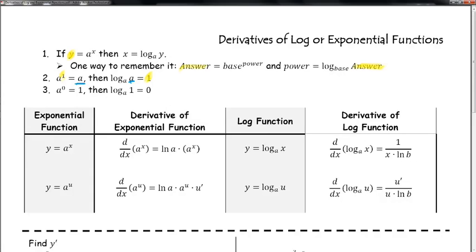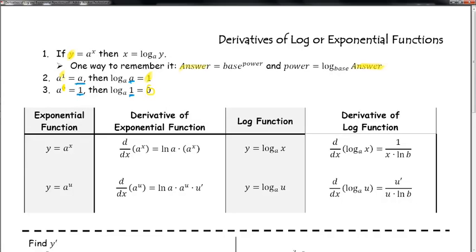And so if I was going to write that in exponential form, a, my base, to the 1 power is equal to my answer. Similarly, notice that my answer is 1. So a to the 0 is 1. So my power comes over here, my answer comes here. So log base a of 1 is equal to 0. They're inverses of each other.